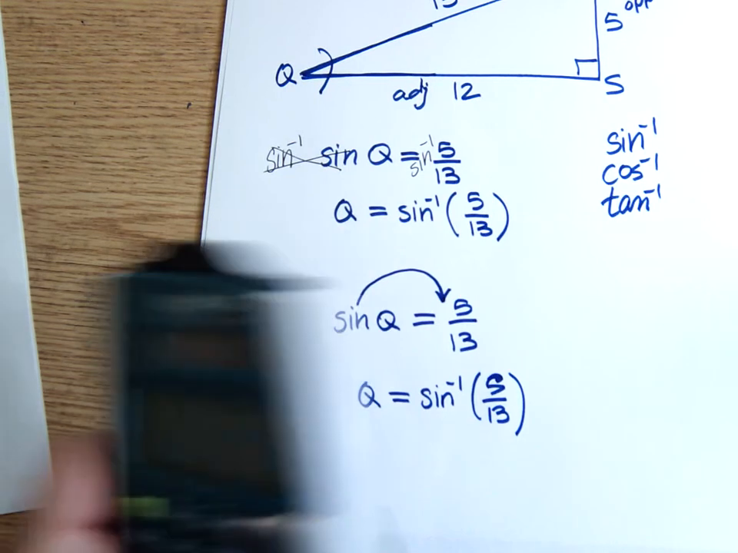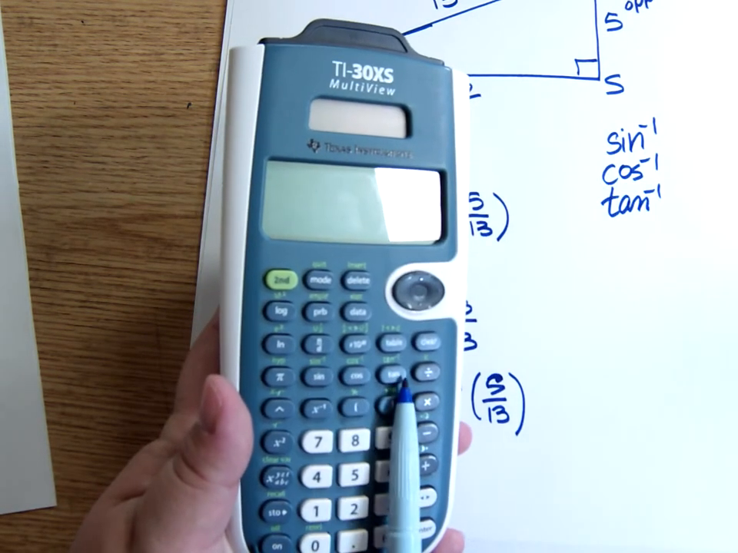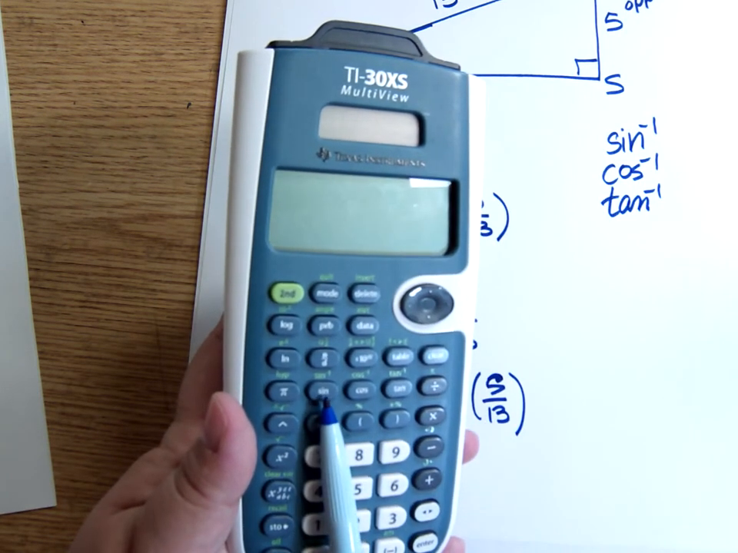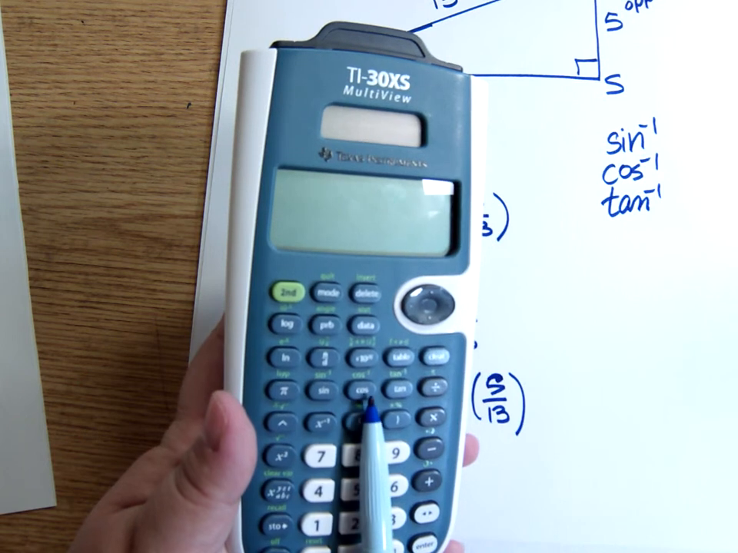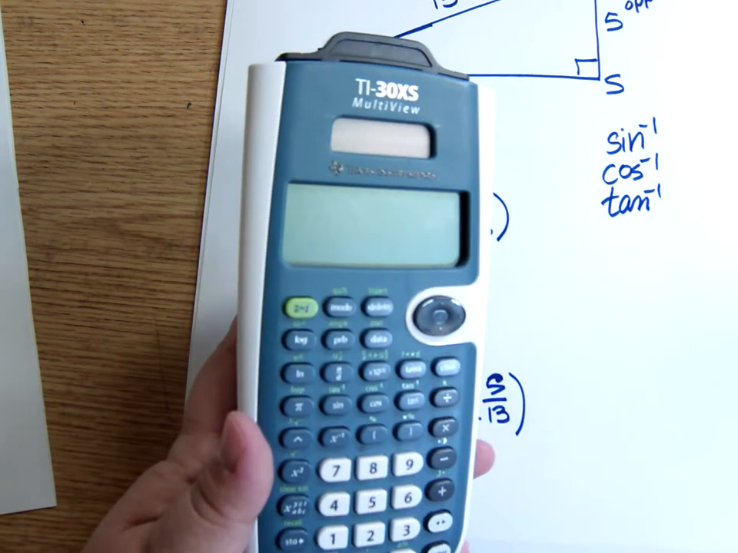This is, on my calculator, right above sine, right above cosine, right above tangent. That's where you see the inverses. Look on your calculator. Above sine, you'll see inverse sine. Above cosine, you'll see inverse cosine. And above tangent, you'll see inverse tan. So you have to use the second function key to get there.